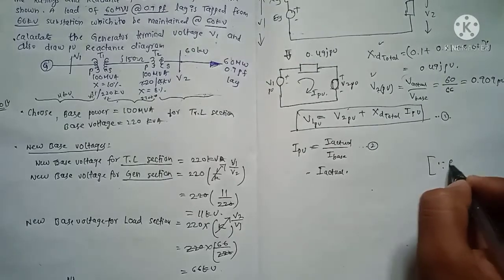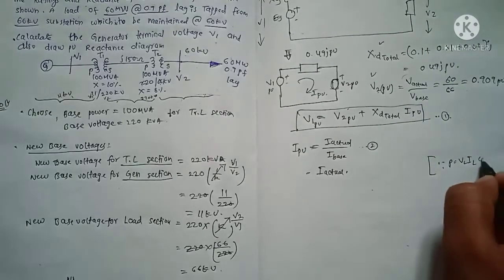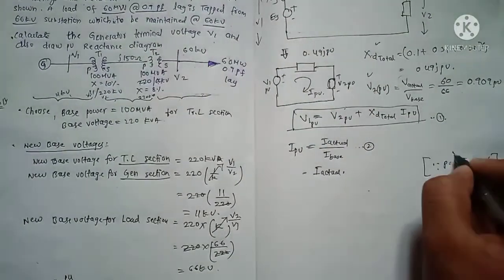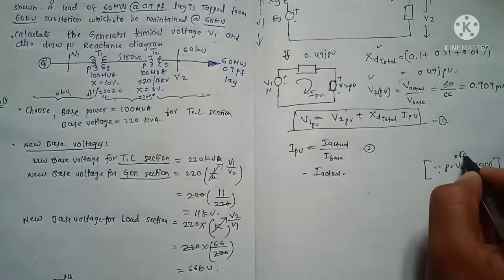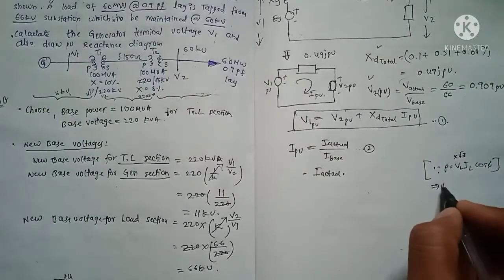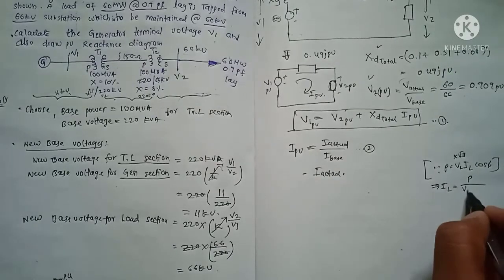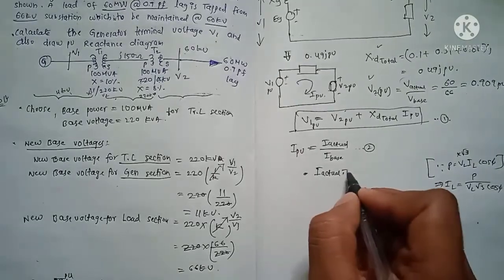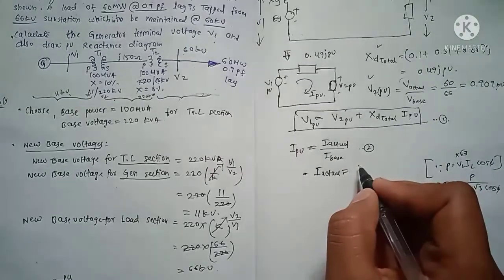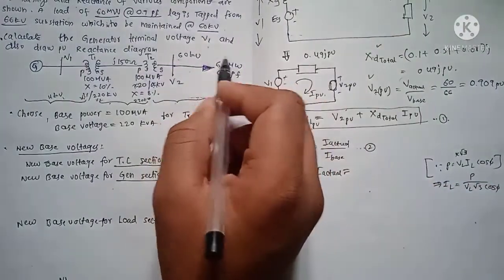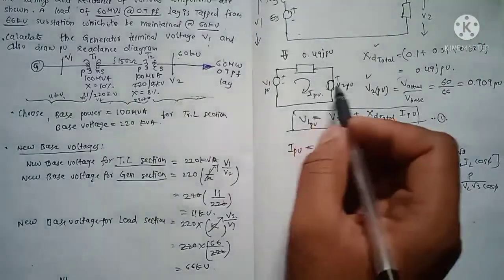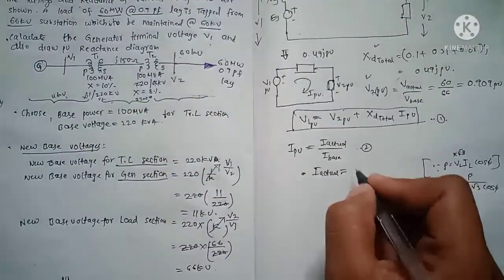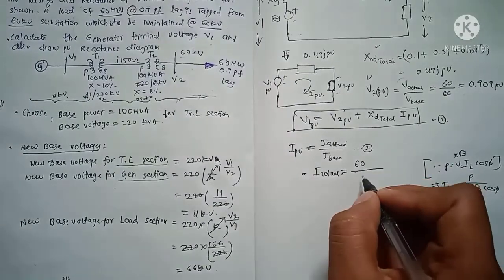Since we know that P is equal to root 3 VL IL cos phi, this implies IL is equal to P divided by root 3 VL cos phi. So I actual is equal to, according to this formula, what is power? Power at the load section only. Remember, since we are calculating I pu for the load section, we need to take that. So power is 60 MW, just write 60.